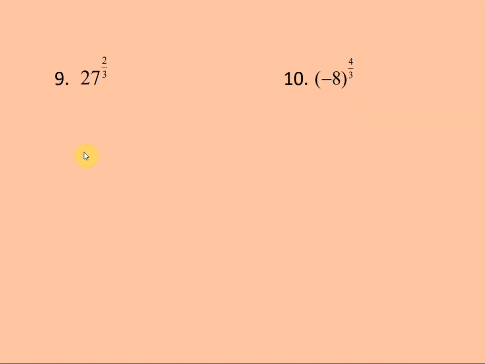All right, here's our last two examples. 27 to the 2/3 power. The bottom number is my root, so it's the cube root of 27, and then that's raised to the second power. So the cube root of 27 is 3, and then 3 squared is 9.